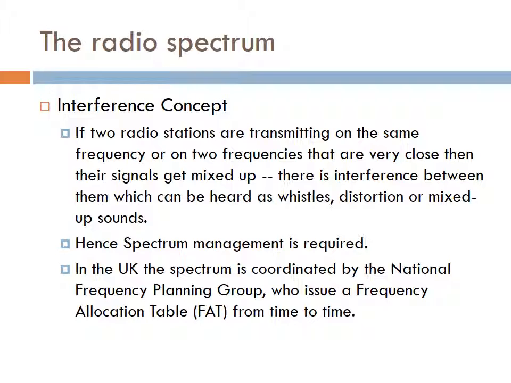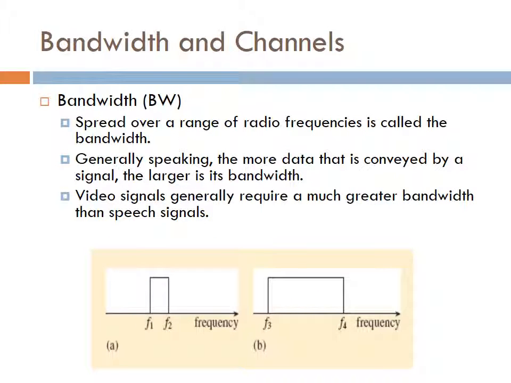In the UK, the spectrum is coordinated by the National Frequency Planning Group, who issue a frequency allocation table from time to time. The frequency band, or range of radio frequencies over which a signal is spread, is called the bandwidth. Generally speaking, the more data that is conveyed by a signal, the larger its bandwidth. So to transmit more data, to have a higher bitrate for our wireless communication application, this requires a higher frequency band.